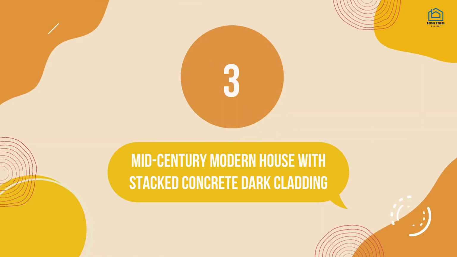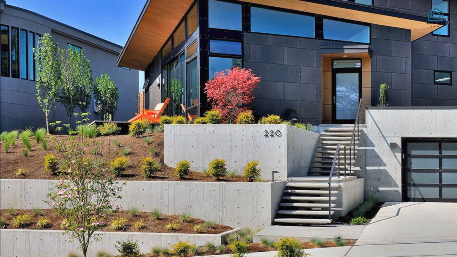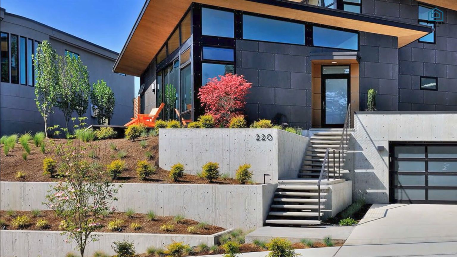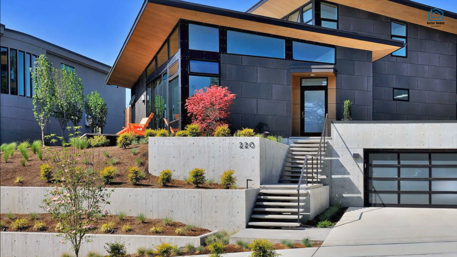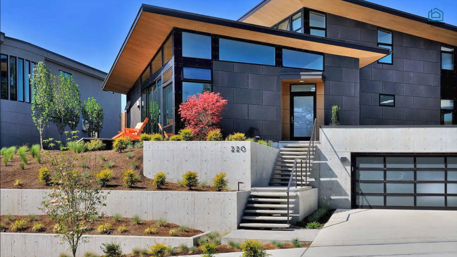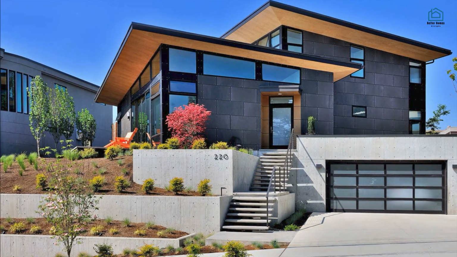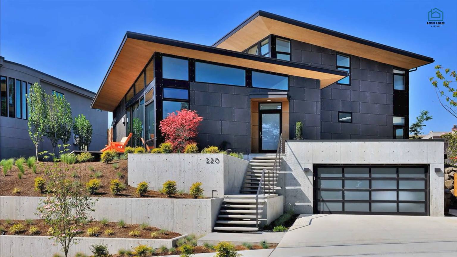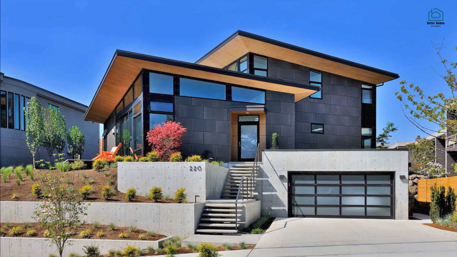3. Mid-century modern house with stacked concrete dark cladding elevation. This contemporary take on mid-century design utilizes smooth-poured concrete retaining walls and a sunken garage base to elevate the main living structure. Black panel siding is balanced by light wood soffits underneath angled roof lines, complemented by wide glass garage panels and clean, stone-lined hillside plantings.